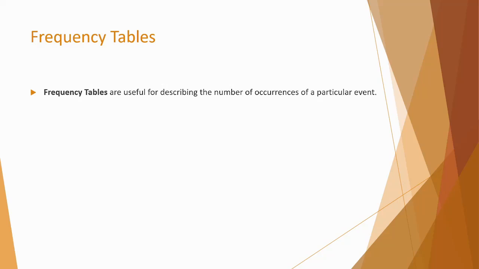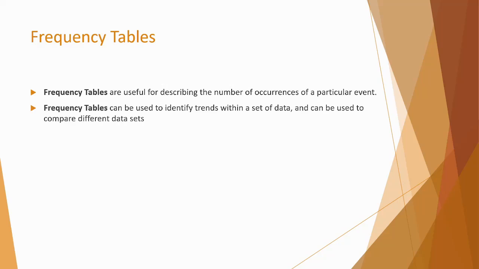So frequency tables are useful for describing the number of occurrences of a particular event. Frequency tables can be used to identify trends within a set of data, but they can also be used to compare different sets of data.